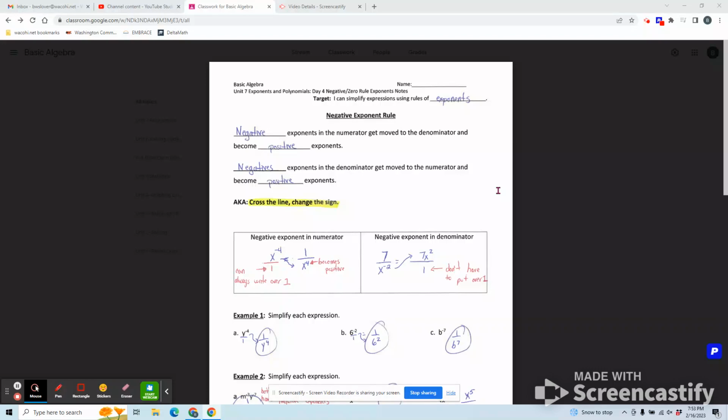Hi, welcome back to Mr. Slover's Math. Today we're going to talk about negative and zero rule for exponents. So we're going to jump right into it.